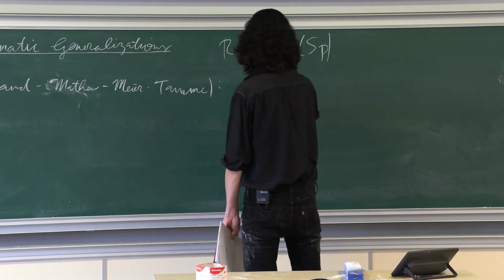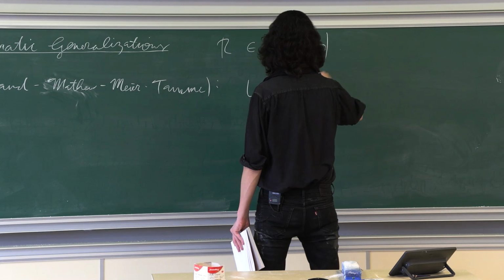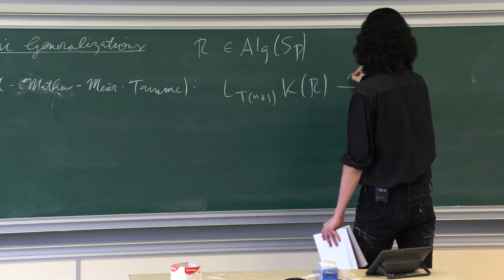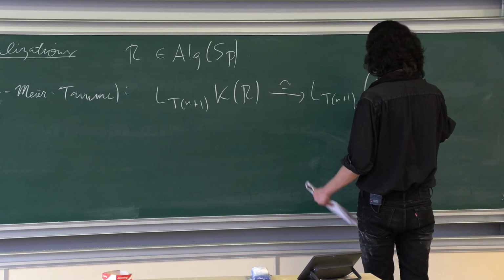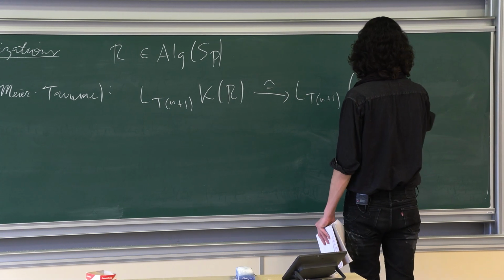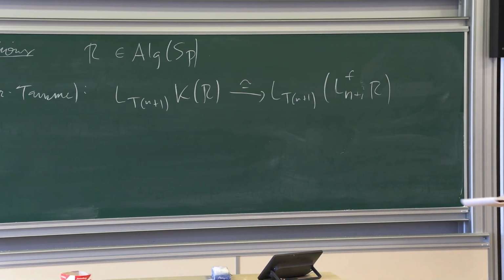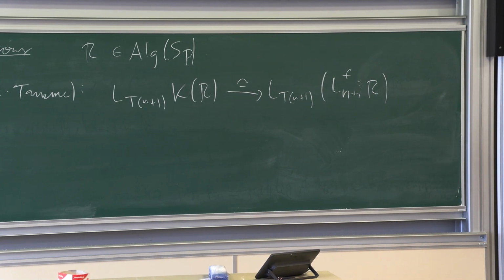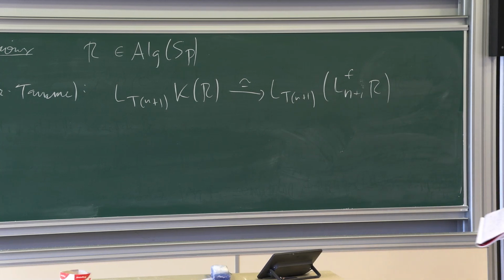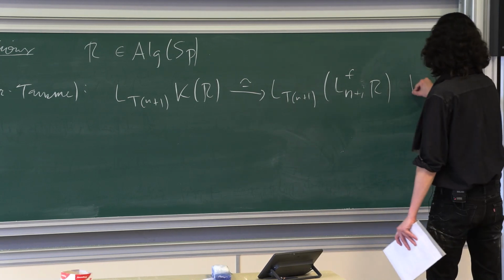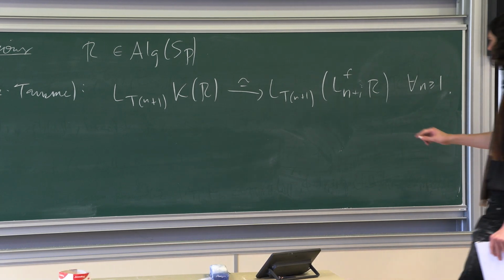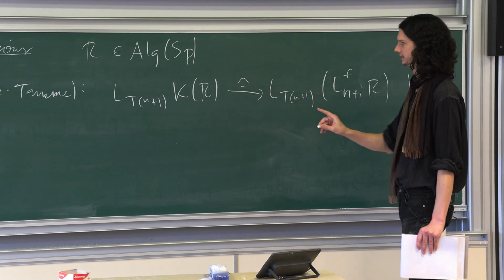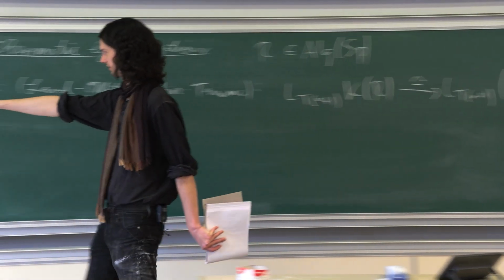So then LT_{n+1} K of R maps isomorphically to LT_{n+1} of L_{n+1}^f R. Don't ask me why I chose to write it with n+1 instead of n. Well, okay, maybe I'll tell you at the end why. So this is for all n bigger than or equal to 1. So this does recover this result.